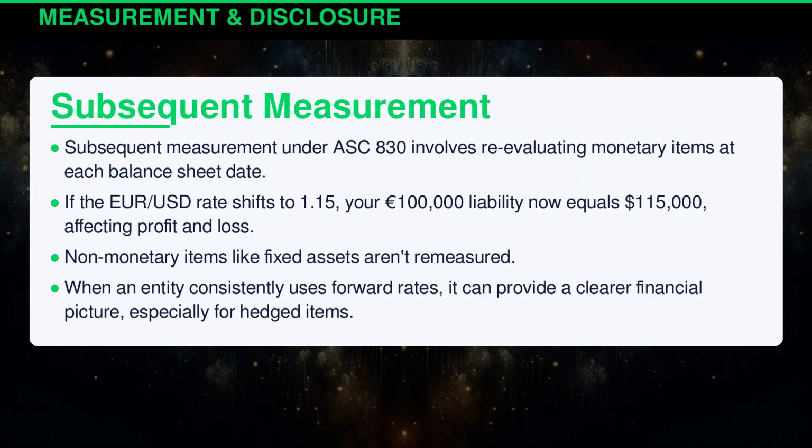Subsequent measurement under ASC 830 involves reevaluating monetary items at each balance sheet date. If the Euro-USD rate shifts to 1.15, your 100,000 euro liability now equals $115,000, affecting profit and loss. Non-monetary items like fixed assets aren't remeasured. When an entity consistently uses forward rates, it can provide a clearer financial picture, especially for hedged items.